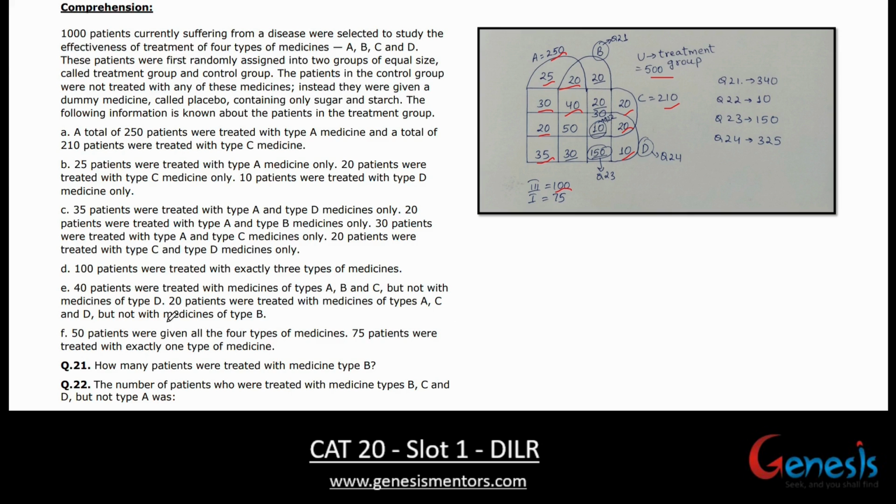50 patients were given all the 4 types of medicines. The fourth region is 50, which includes A, B, C and D. 75 patients were treated with exactly 1 type of medicine, means only A, only B, only C, only D. First region is 75. So we already have 25 plus 20 plus 10, that is 55, total 75. So only B, this will be 20.